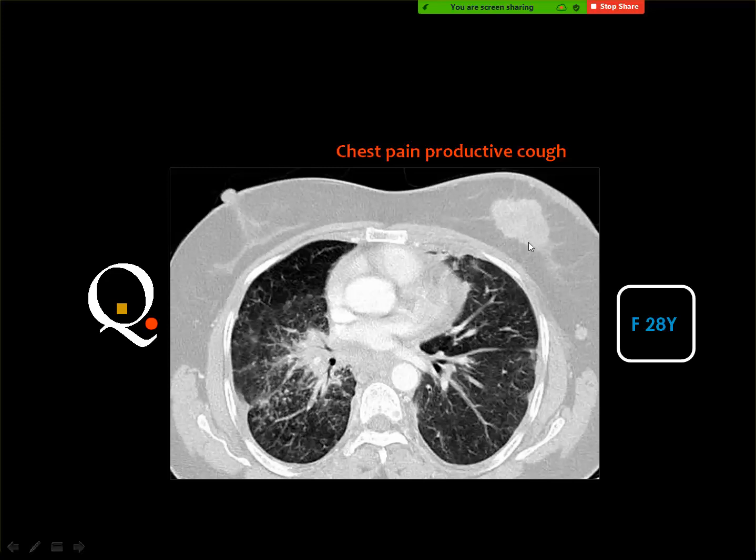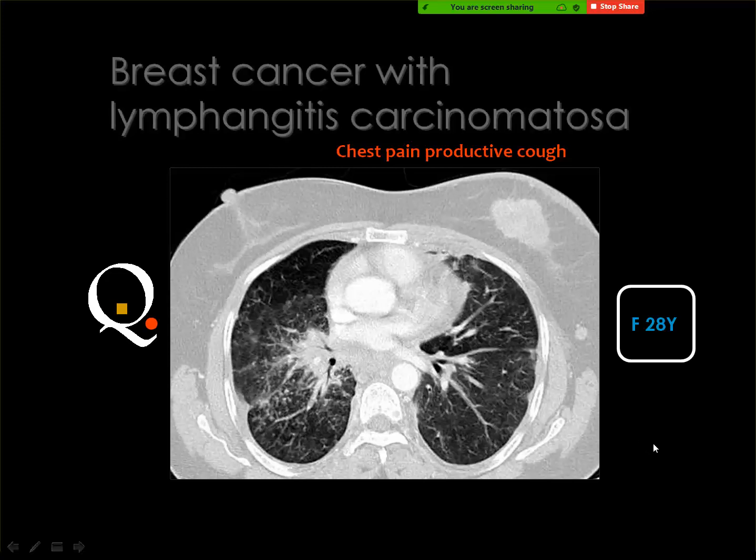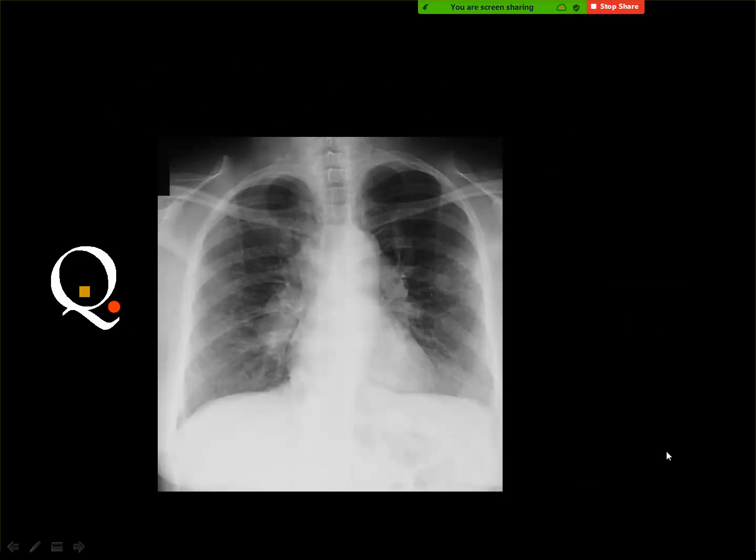And this is the breast cancer. I advise you that whenever you have a chest X-ray or a CT scan for a female patient, please look at the shadow of the breast. If it is present, it may contain a lesion. If it is removed, this is a sign of malignancy because the breast has been removed. And the presence of this mass with a spiculated margin in the left breast, together with the skin thickening and the interstitial opacities, are diagnostic of lymphangitis carcinomatosis.